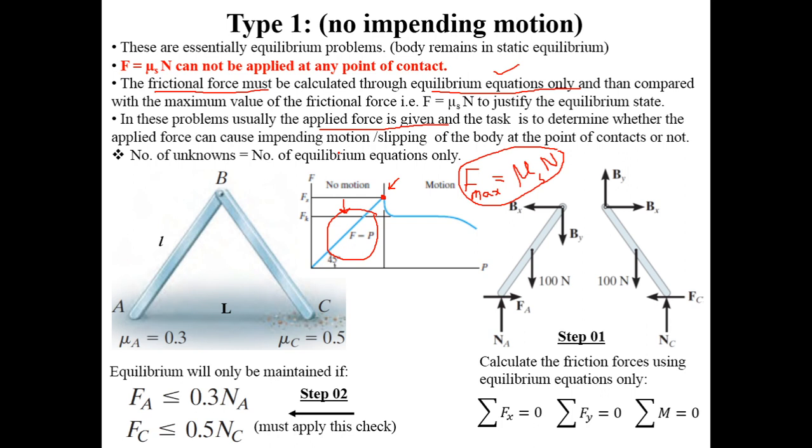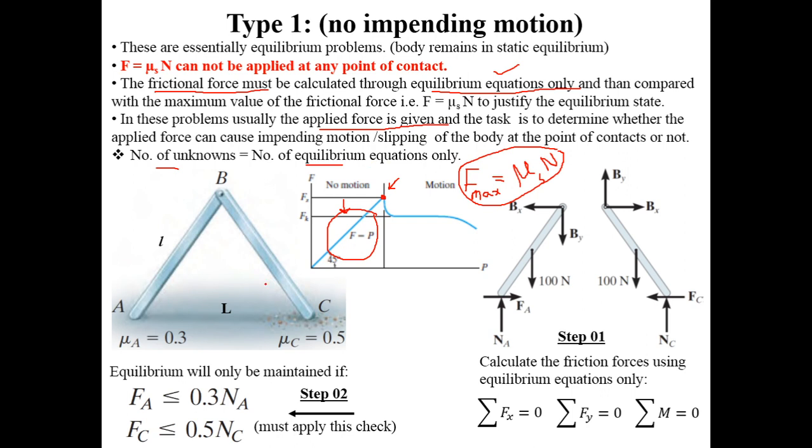And the distinguishing feature, a very important feature of these problems, is that the number of unknowns will be equal to the number of equilibrium equations only. So this is a very important point to remember, that whenever you are solving a type 1 problem, the number of unknowns will be exactly equal to the number of equilibrium equations, because you are not allowed to use this equation F max. Okay, so you will only have equilibrium equations.